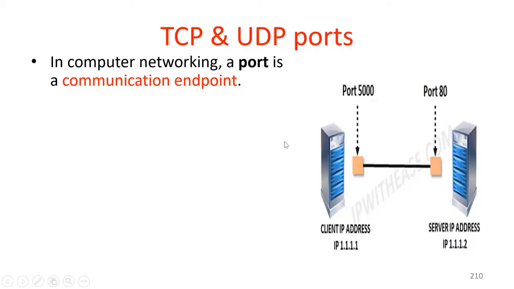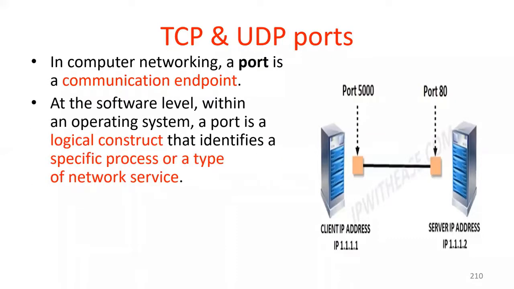Here, for example, in this diagram you have port number 5000 and then port number 80. For the client IP address 1.1.1.1 and the server IP address 1.1.1.2. Along with this IP address, you know very well about the IP address. IP address is a logical address. Along with the IP address, you are using the port number as a service number or process number.